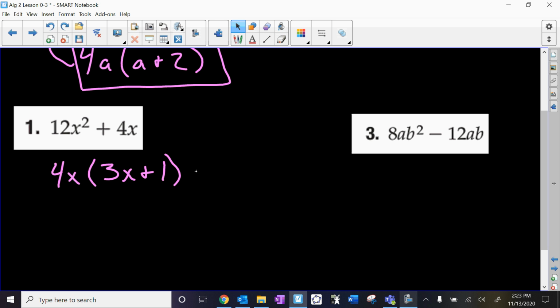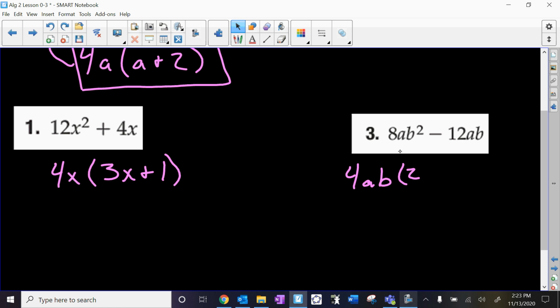Last one. We're going to look at 8ab squared minus 12ab. So the highest value that I see between 8 and 12 is going to be a 4. I see 1a and 1a in each, so I'm going to take out an a. I see 2 b's here and 1 b here, so the highest amount of b's I can take is just a b. 8 divided by 4 is 2.